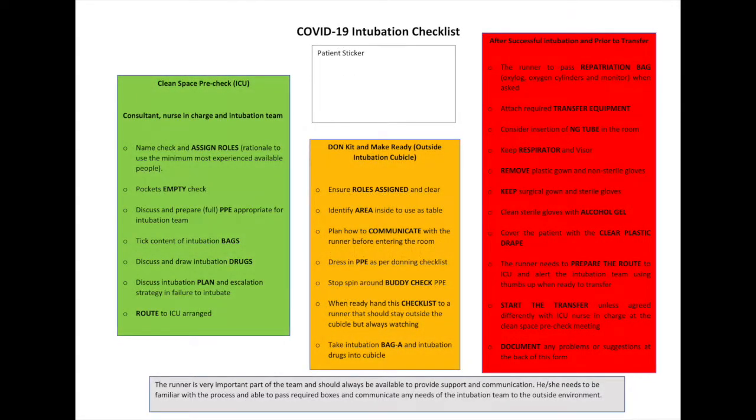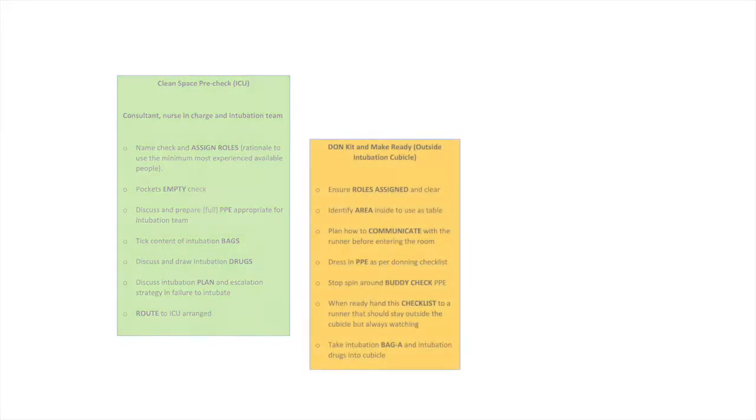In order to achieve this, we use a COVID-19 intubation checklist. There are 3 parts to the intubation checklist. The clean space check, which is done on the intensive care unit before attending the patient on the ward. A don kit and make ready, and this is done outside of the cubicle or area the patient occupies, and a prior to transfer check.